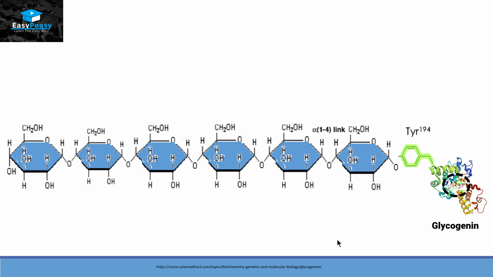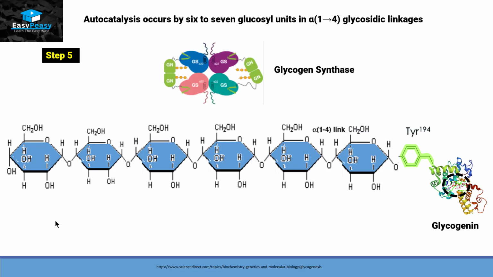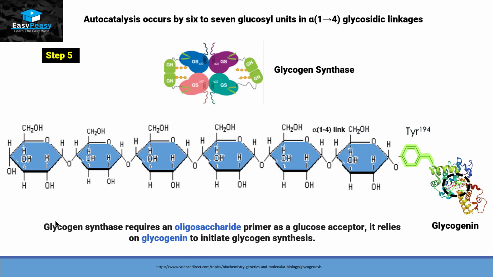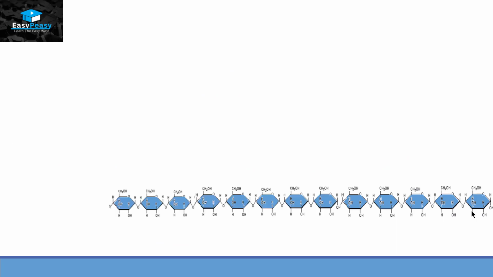At this point, we will talk about step 5, and another enzyme will enter that will help in the attachment of more glucose molecules to this chain, and that enzyme is called glycogen synthase. Now, glycogen synthase requires an oligosaccharide primer as glucose acceptor. So, it relies on glycogenin to start the process by autocatalysis. The glycogen synthase enzyme keeps attaching glucose molecules to the chain and makes a polysaccharide chain.